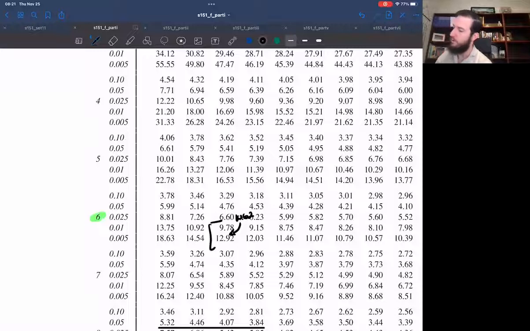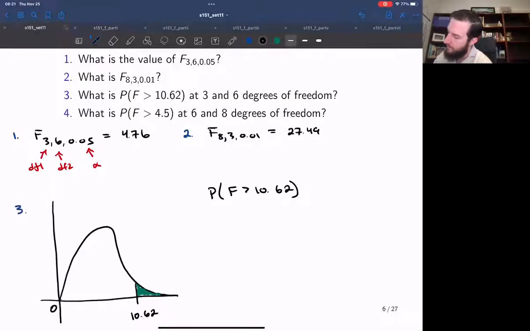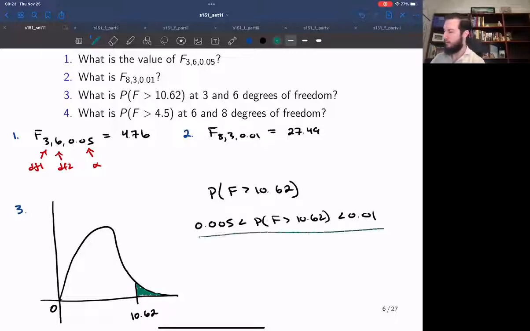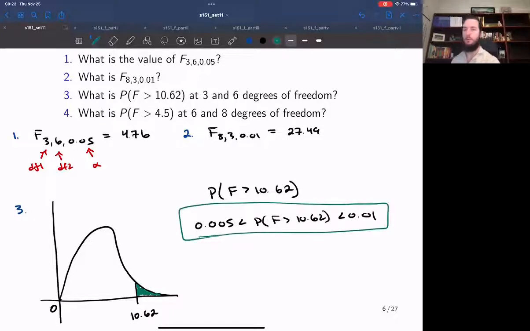$10.62, right? So we're in between 9.78 and 12.92. So that means that the area to the right of our value is between 0.01 and 0.005. Okay, so we can then say 0.005 is less than this probability is less than 0.01. Okay, and this would be the solution to the problem.